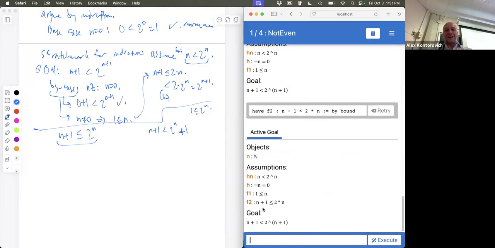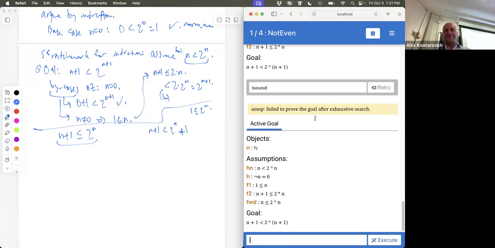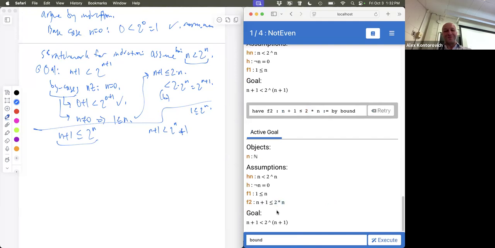Very good. And now, can I just chain the induction hypothesis? I guess I have to do one more thing. Will bound just do it? No, it won't. Okay, good to know. It knows that n plus 1 is less than or equal to 2 to the n, and it knows that n is strictly less than 2 to the n, but it can't put the 2 and the 2 to the n together to make a 2 to the n plus 1. Extremely frustrating.